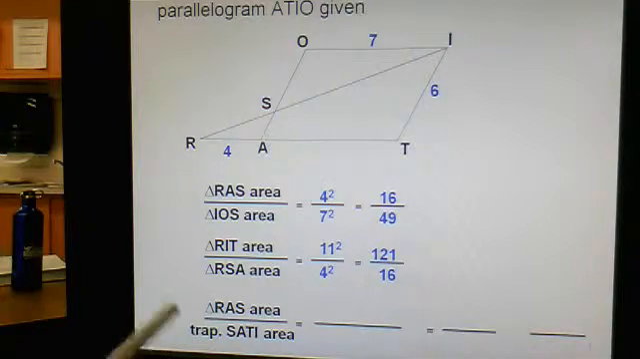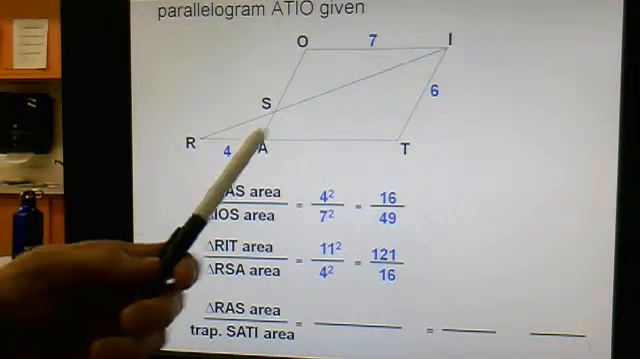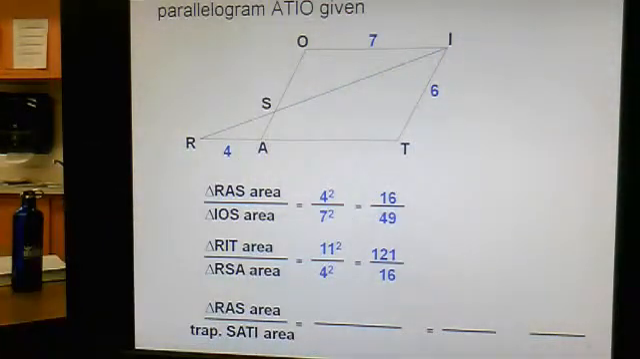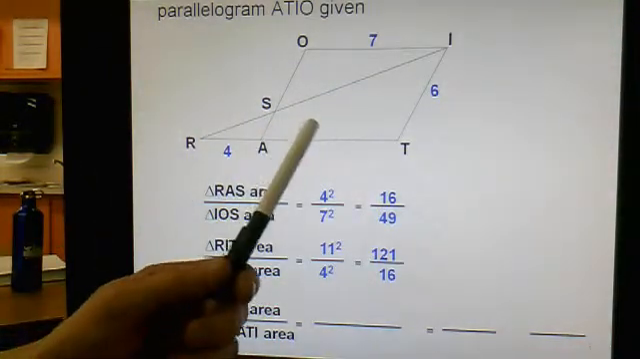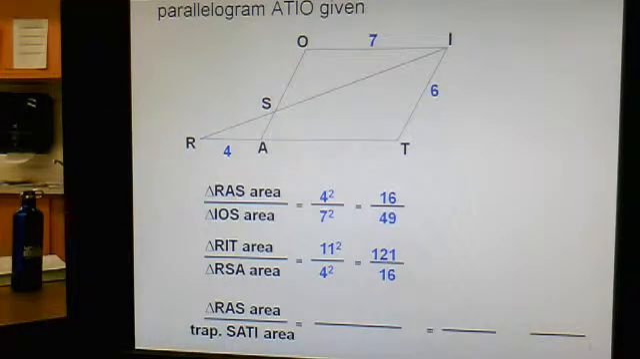And then the third one on here, I don't think I put the word trapezoid on your paper, but SATI, that little quadrilateral, is a trapezoid. So this is no longer similarity. This is using the area addition postulate and really using these values here. If this is a 121 to 16 ratio, think about how much that leaves for the trapezoid.